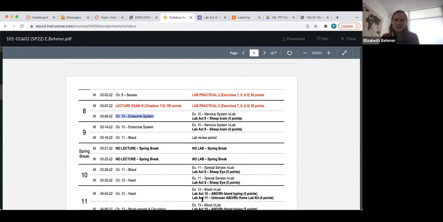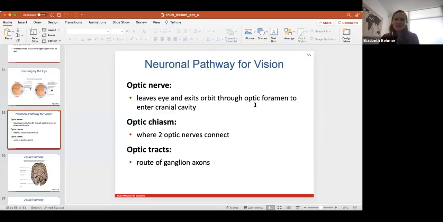So with that, I'm going to go ahead and start talking. We'll finish up our senses. We were in the eye. I was hoping to get through the eye last time, but we didn't quite get it. Let's talk a little bit about how action potentials get to the brain.